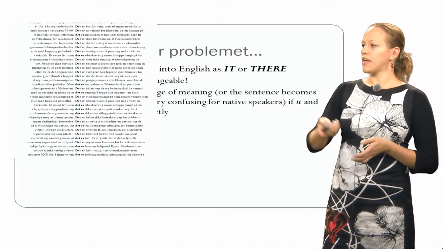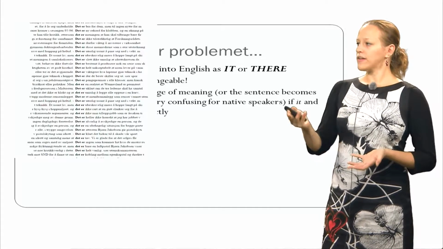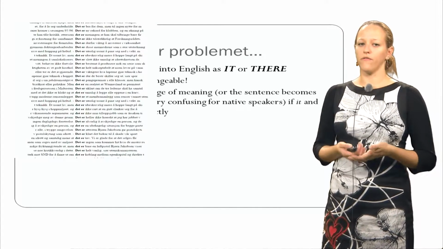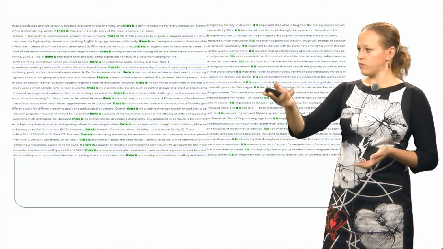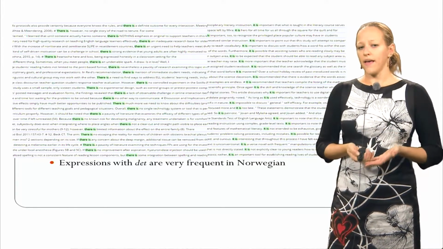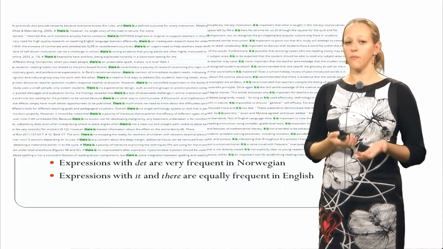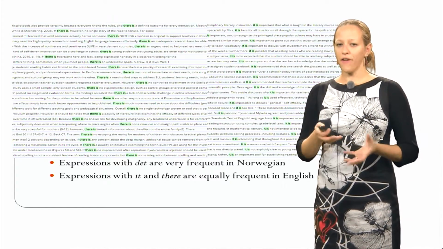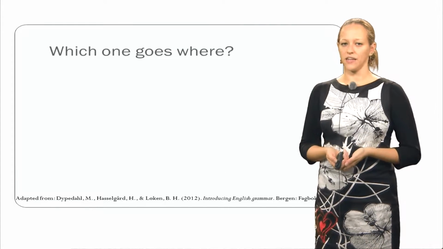Here I searched in a Norwegian corpus. A corpus is a collection of texts, and you can see that det er is found very, very often there. And the same goes for an English corpus when I search for there is and it is. So both det and there and it are very frequent in both languages, but the use is very distinct. You have to know the rules, otherwise it will not make sense in English.